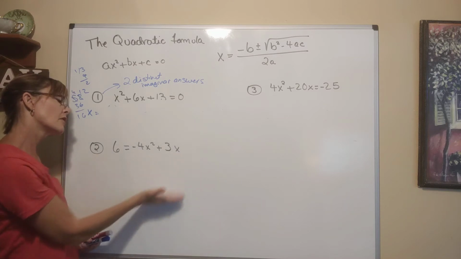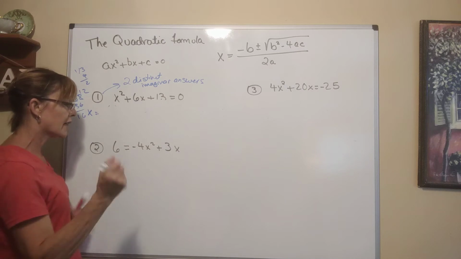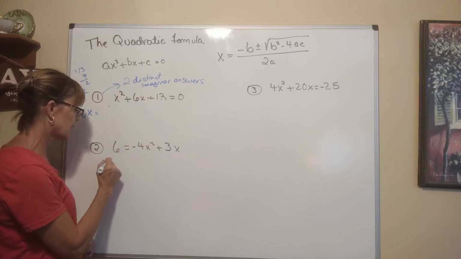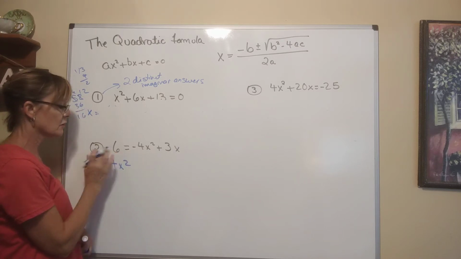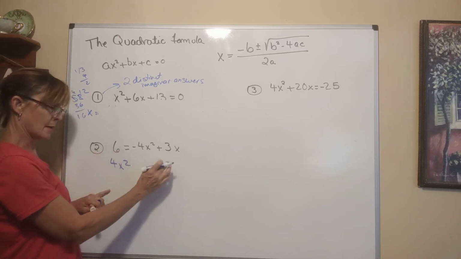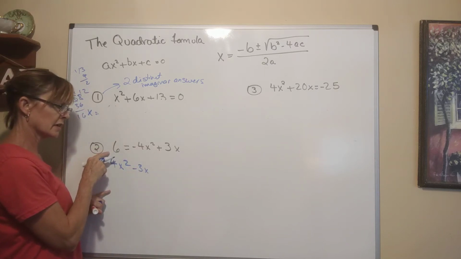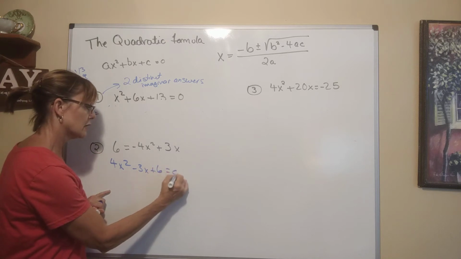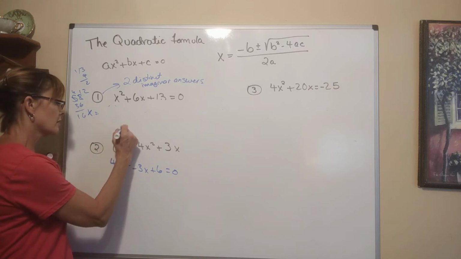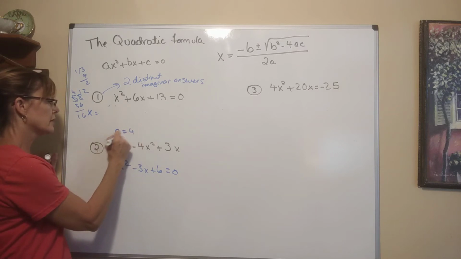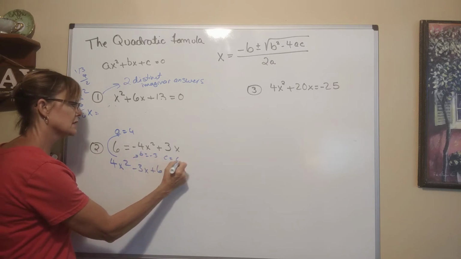So I'm going to choose to move all these over to the left and get a 0 over here. So if I do that, I'm going to have to add 4x squared to both sides. If I say plus 4x squared, that will give me 0. Plus 4x squared will give me 4x squared. Minus 3x plus 6 is 0. Now this is in standard form, ready to go. Now I know that a is 4 right here, b is negative 3 and c is 6.